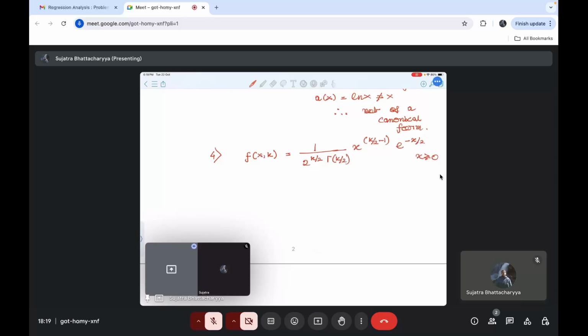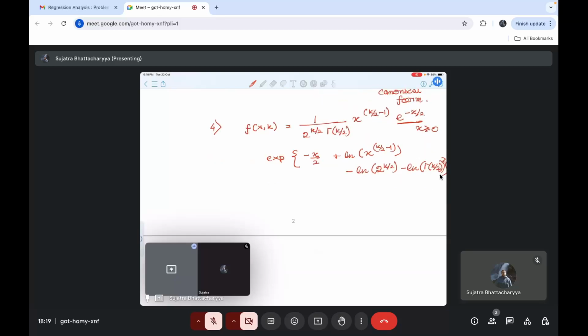So again, whether it is falling into the exponential group of distributions or not. For that, you know the starting point is to start with an exponential bracket and try to reduce the entire function. Best is to take log. But see this term, this already consists of an exponential. So you can directly write minus x by 2 as the first term. Other things you can try using log. So you can write log of x to the power k by 2 minus 1, the numerator term. Denominator term you can write like this, k by 2 minus log of gamma k by 2. That's all. You can reduce it into an exponential distribution.